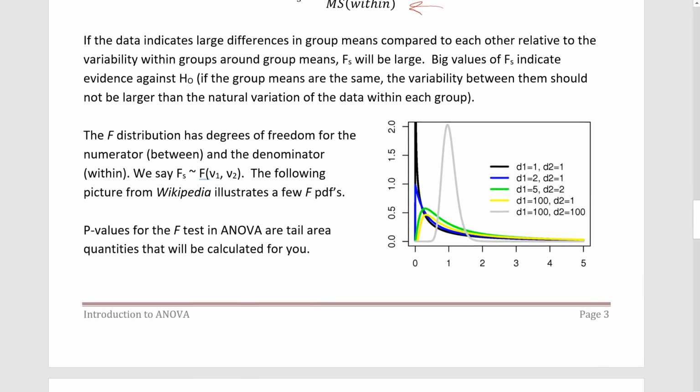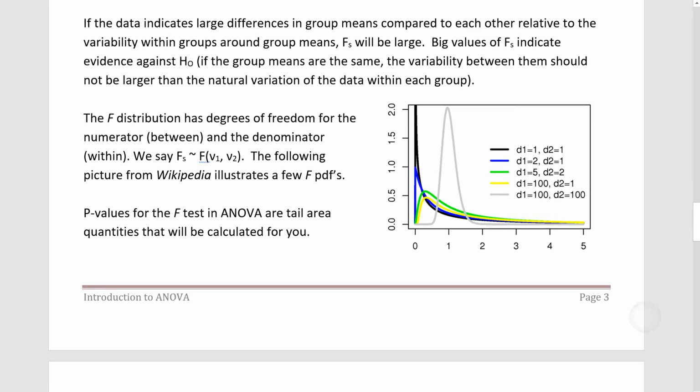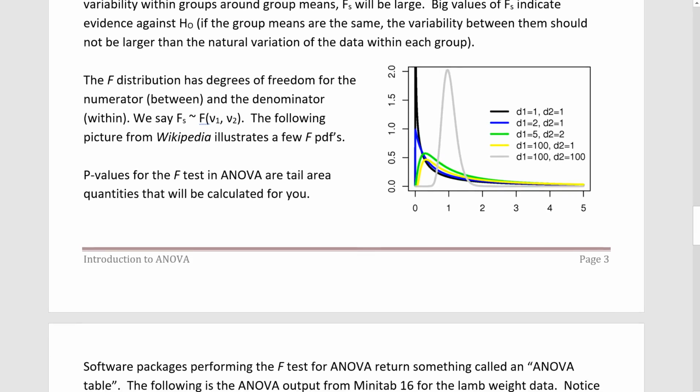Big values of F indicate evidence against the null hypothesis. So if the group means were the same, the variability between them should not be larger than the natural variation of the data within each group.